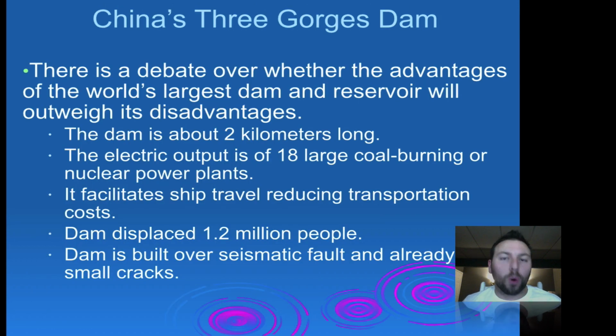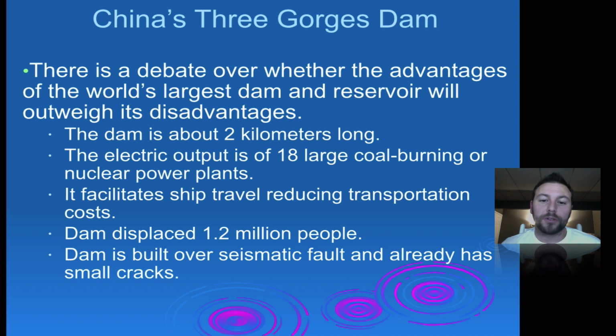We have China's Three Gorges Dam, which was built within the past few years. It's a massive dam, about 2 kilometers long. A huge amount of electrical generation is produced from it. It helps ship travel. It did displace about 1 million people from the area, and the area that it's in is a little seismically active. Not much, but just enough to cause some concern. So there was a pretty massive debate over this dam. Ultimately, it was built. There's pretty much nothing to be done now, but it's a huge, huge dam. The undertaking of building the dam.